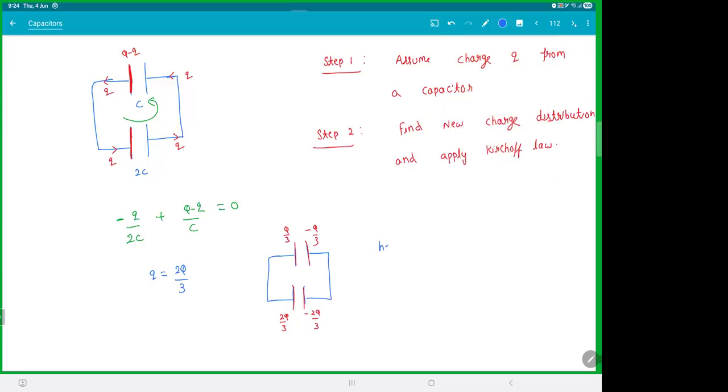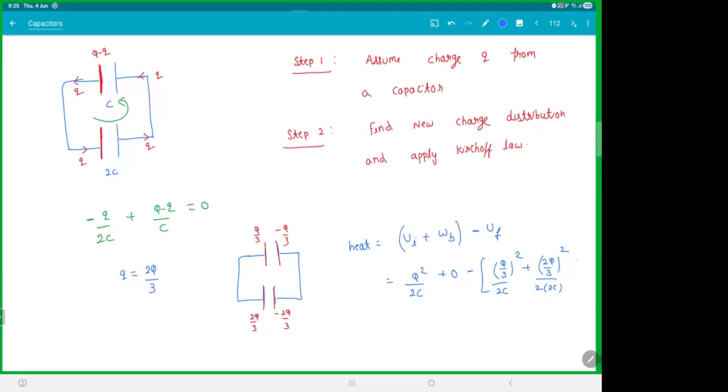What is the heat produced? Initial energy plus work done by batteries, minus U final. So initial energy, there's only one capacitor, Q square by 2C. Battery is 0. U final will be Q by 3 whole square by 2C plus 2Q by 3 whole square by 2 times 2C. Yeah, you solve that, you'll get the heat produced.